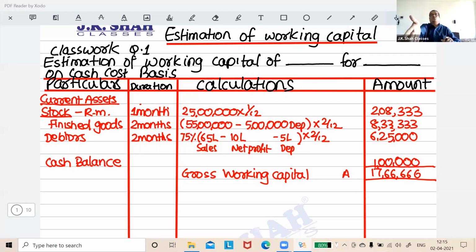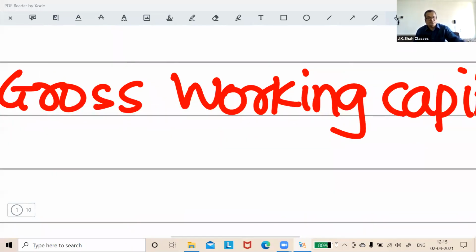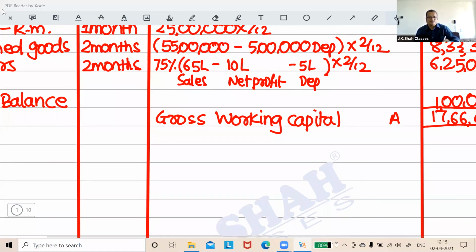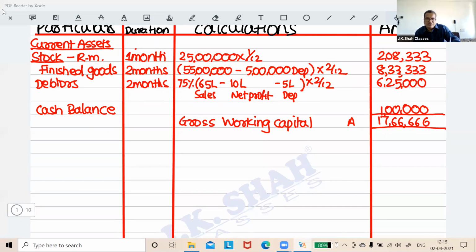So if nobody is giving me credit, this is my final amount. I will have to arrange this amount only. But yes, we know we have read the question. So we are getting some credit. So let's write less current liability.